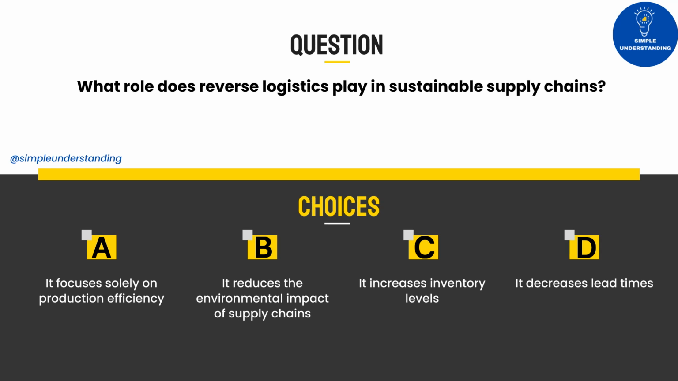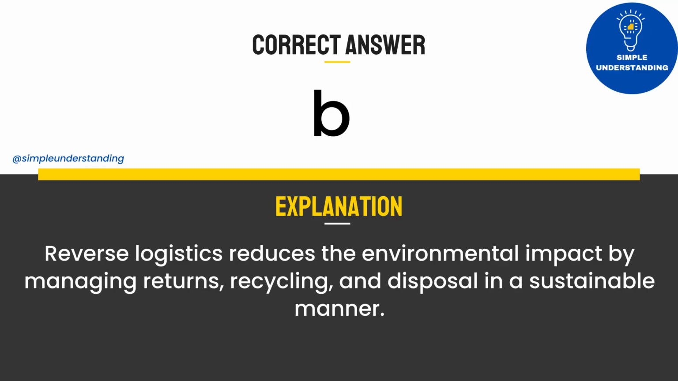5. What role does reverse logistics play in sustainable supply chains? A. It focuses solely on production efficiency. B. It reduces the environmental impact of supply chains. C. It increases inventory levels. D. It decreases lead times. Correct answer: B. Overall explanation: reverse logistics reduces the environmental impact by managing returns, recycling, and disposal in a sustainable manner.